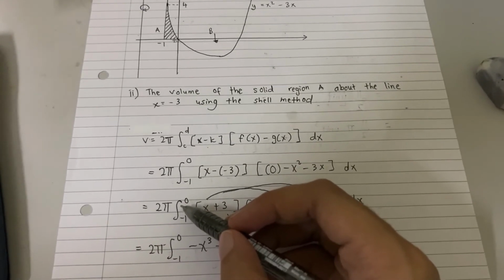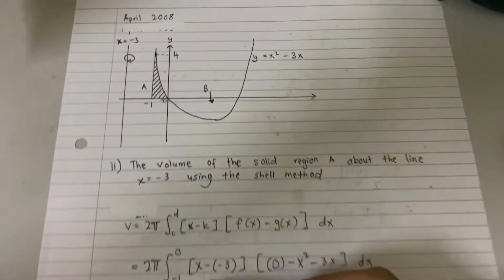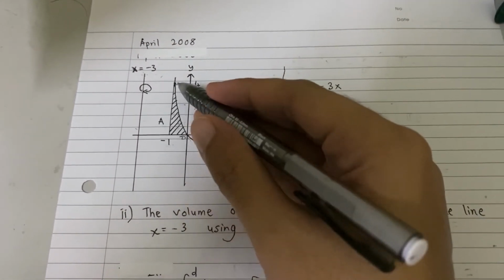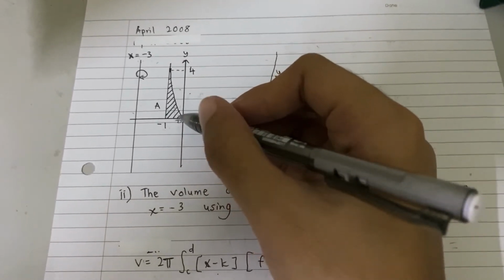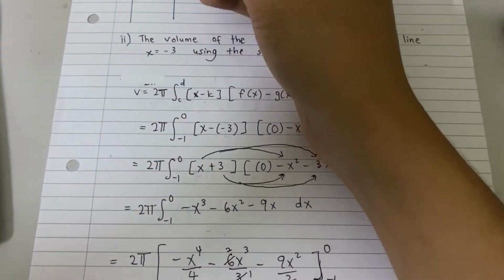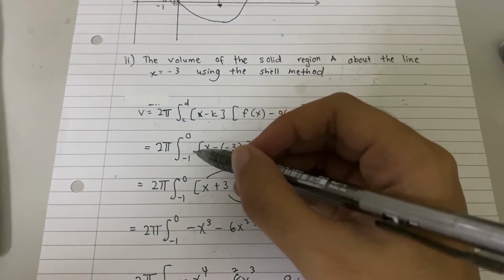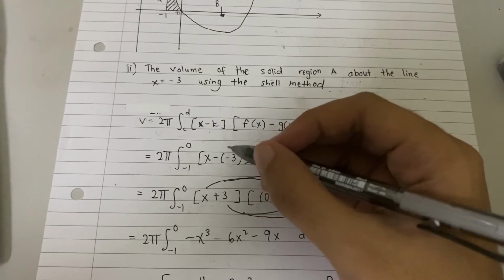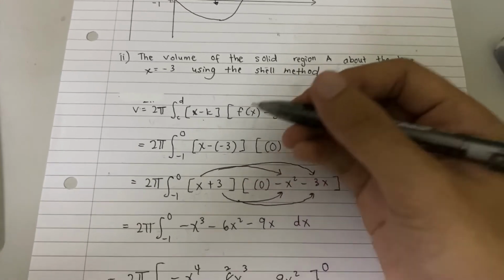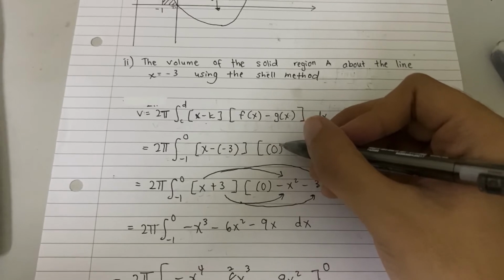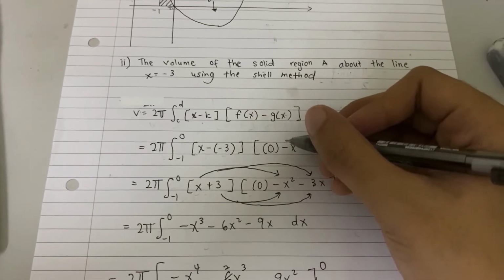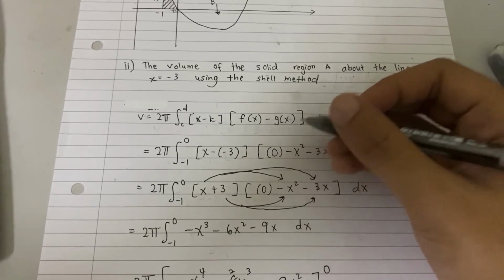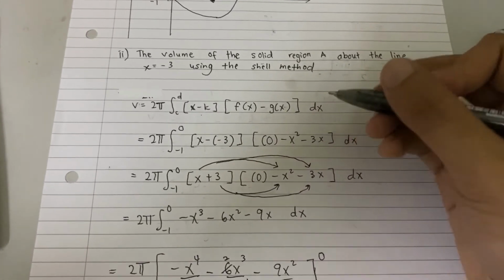So how to determine the boundaries is you look at the graph back, and as you can see, here is -1 to the origin, which is 0. So we go back to the question, and the boundaries is -1 to 0. After that, we put x minus -3, and the value for the f(x) is 0 because the question only gives one equation, which is x squared minus 3x.